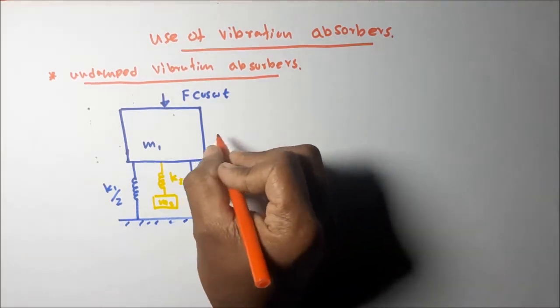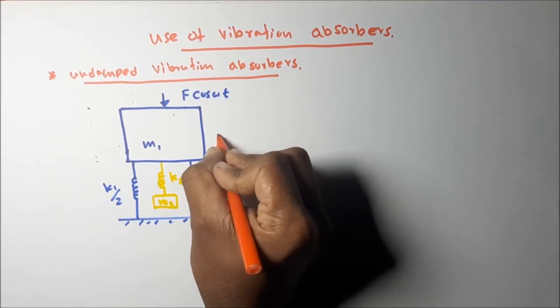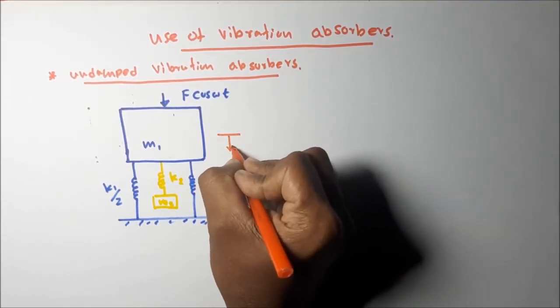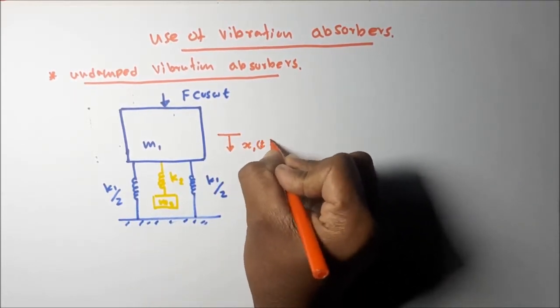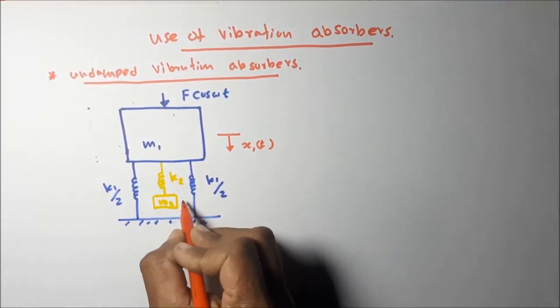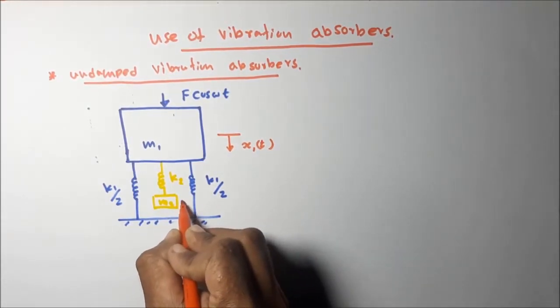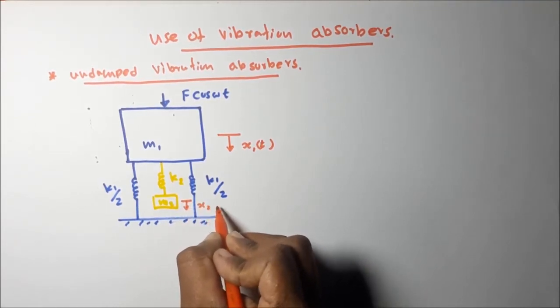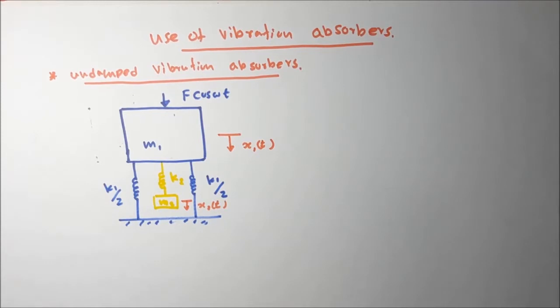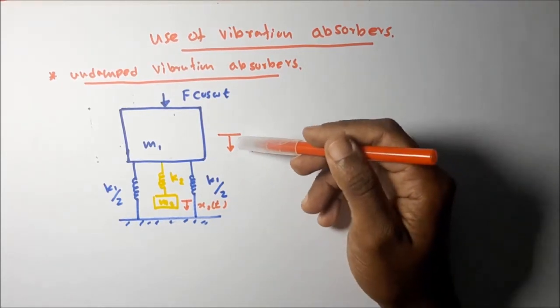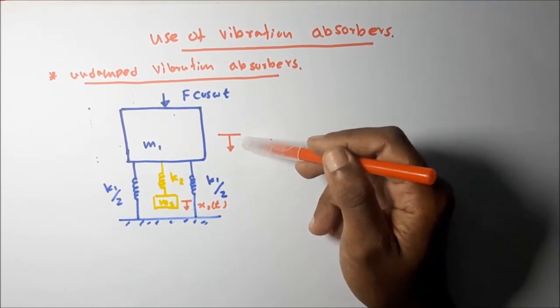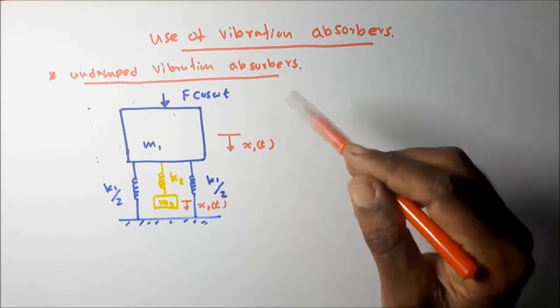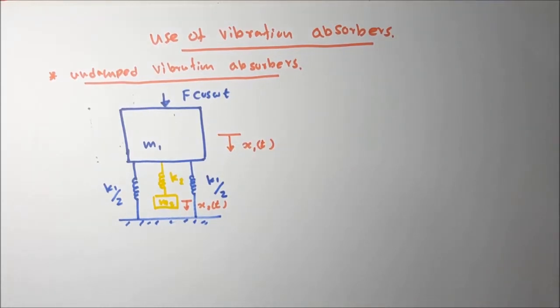Let me assign the coordinate frame. Relative to the ground, the movement of the m1 mass, let's take it as x1(t). The movement of the m2 mass, let's take it as x2(t). So the displacement is x1(t), the velocity is x dot 1, and the acceleration is x double dot 1. Like that.